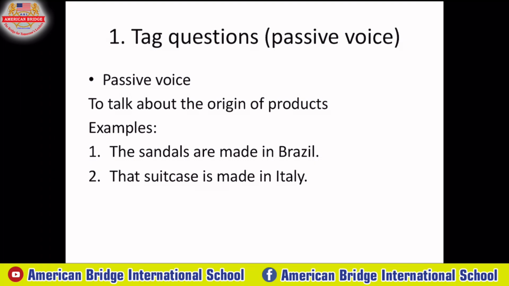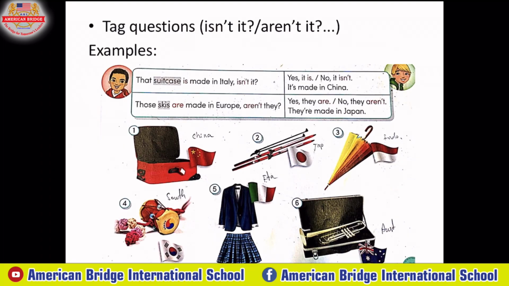Now let's see what a tag question is. Here everyone, on page 25, you will see the tag question on this line. Here it is, we call it the tag question. Let's see together. That suitcase is made in Italy, isn't it? Isn't it is what we call a tag question. There are isn't it, aren't it, and there are many more, according to the sentence that you are using. Let's see together again. That suitcase is made in Italy, isn't it?